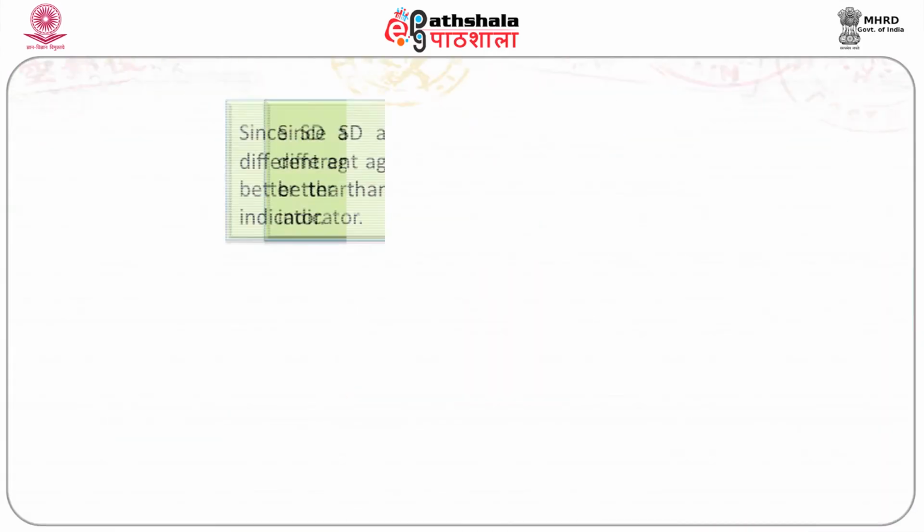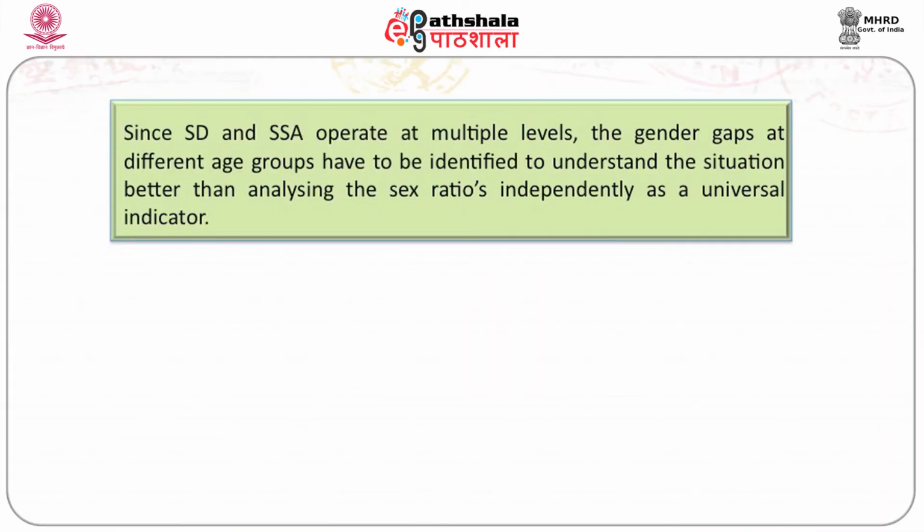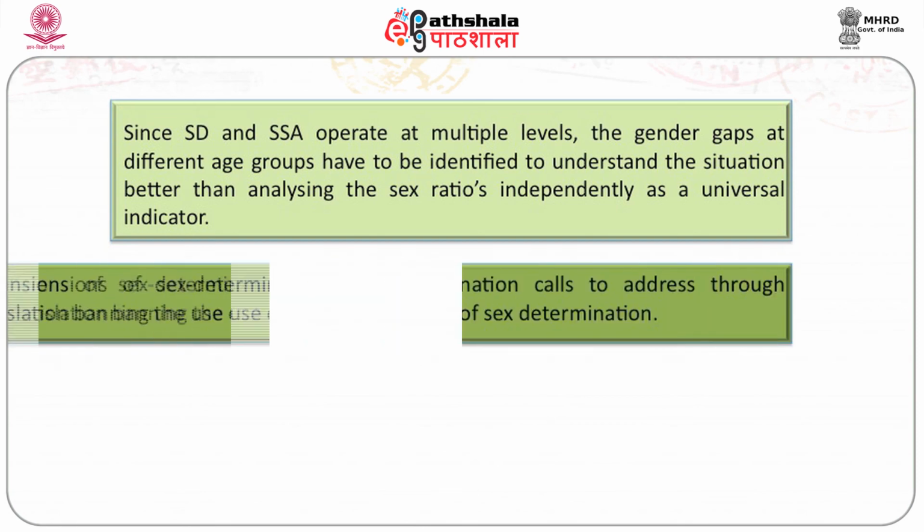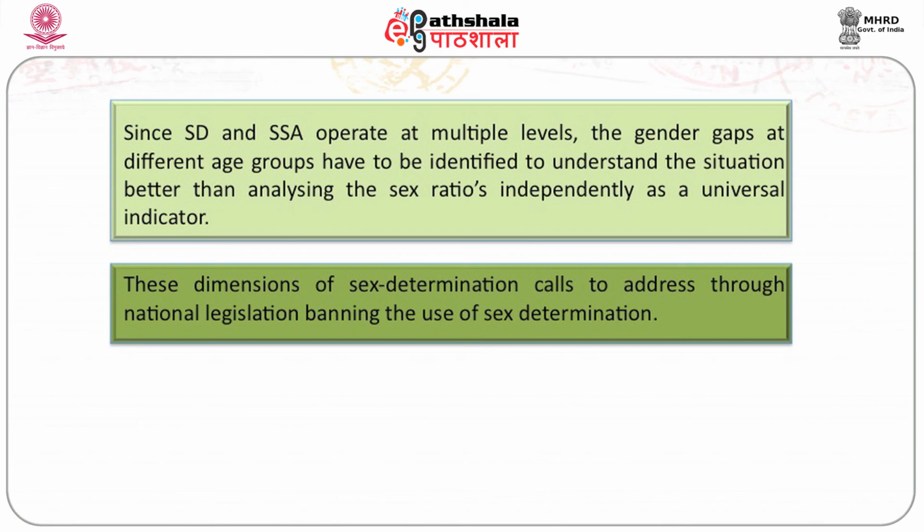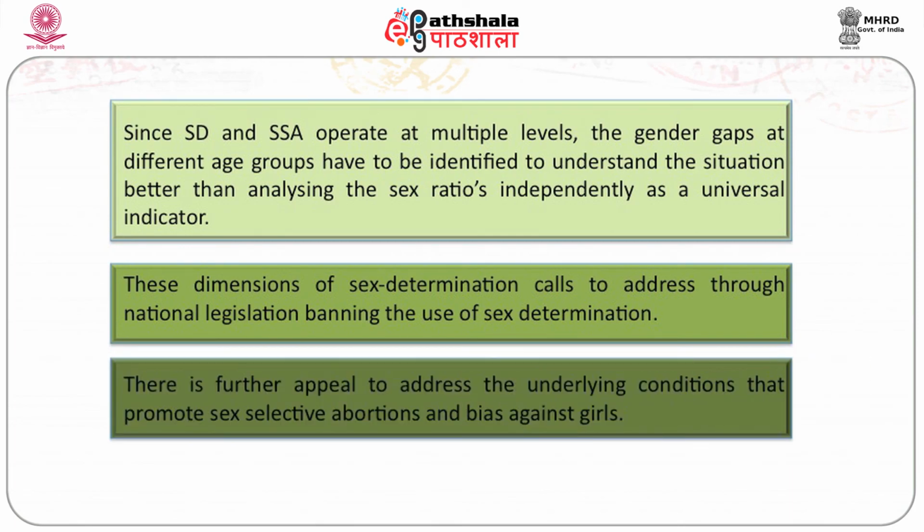Since sex determination and sex selective abortion operate at multiple levels, the gender gaps at different age groups have to be identified to understand the situation better than analyzing the sex ratios independently as a universal indicator. These dimensions of sex determination call for national legislation banning the use of sex determination. There is a further appeal to address the underlying conditions that promote sex selective abortions and bias against girls.